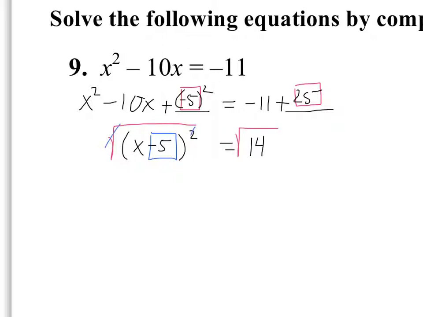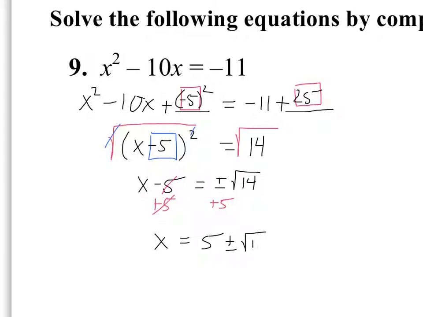These go away. We have x minus 5 equals positive and negative square root of 14. Square root of 14 cannot be reduced. We have to add 5 to both sides. Please remember, this 5 is positive. This square root of 14 is both positive and negative. So when we write our answer, the 5 goes first, but just as a 5. It's positive 5. Then plus and minus the square root of 14.